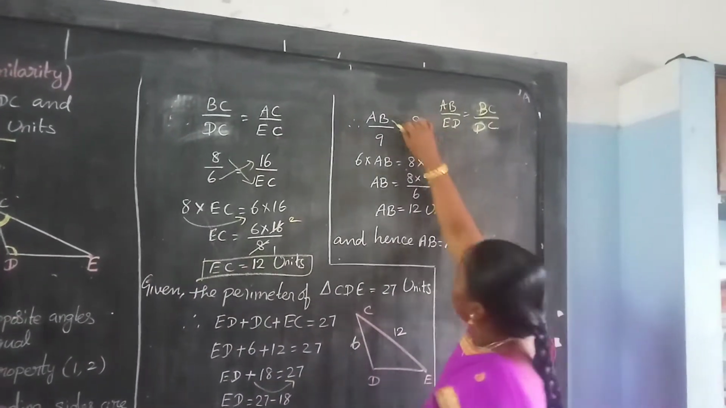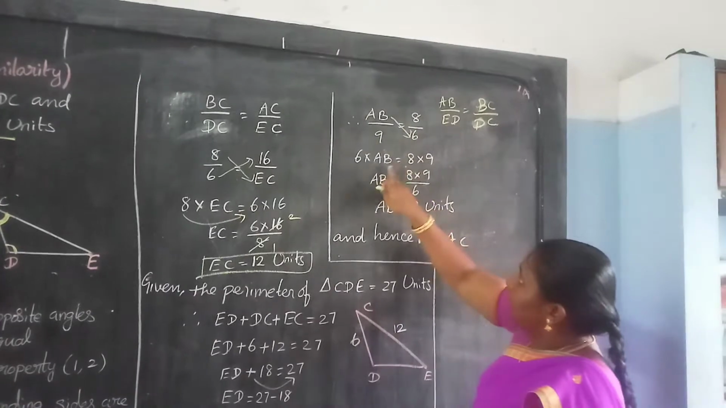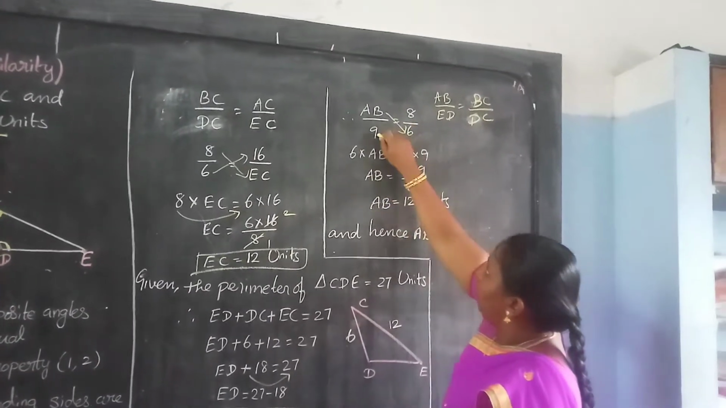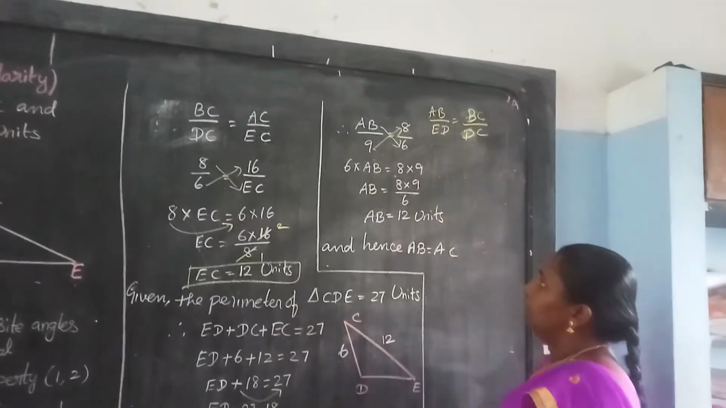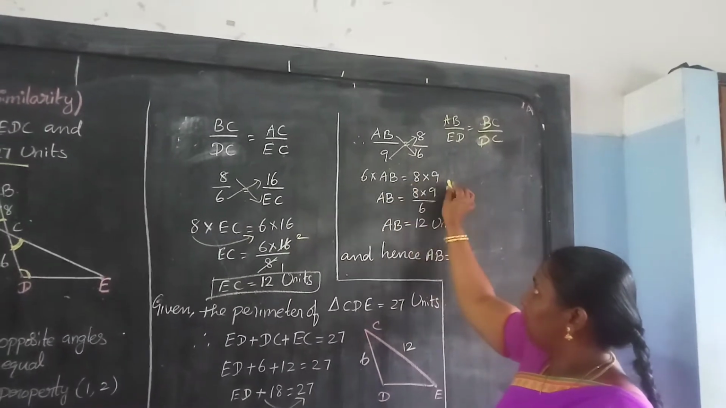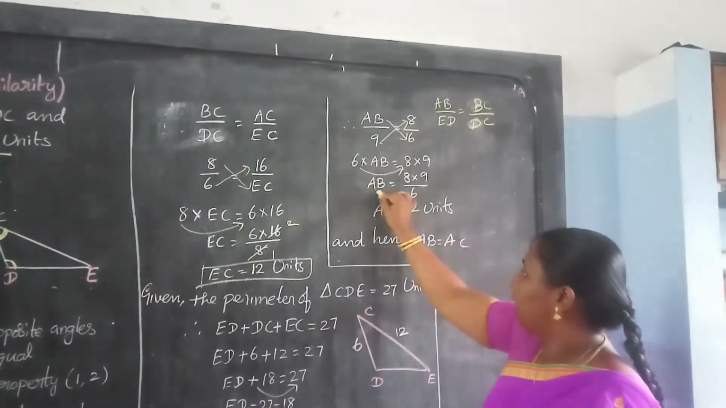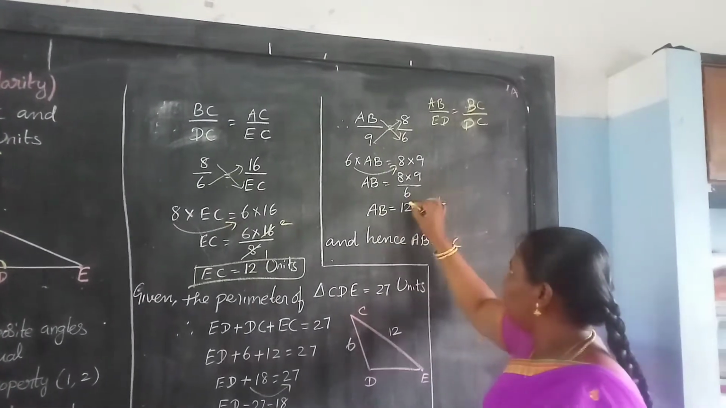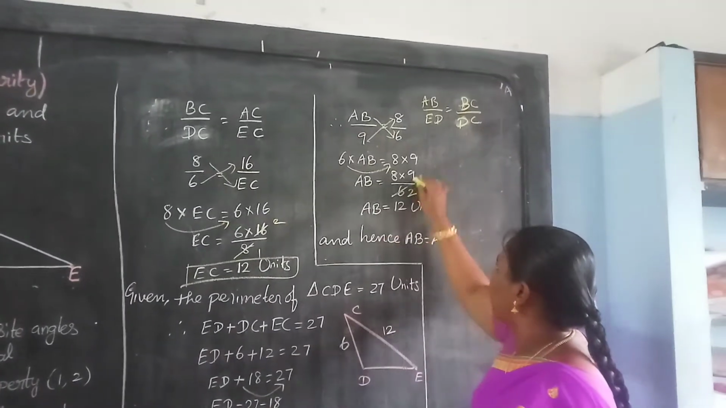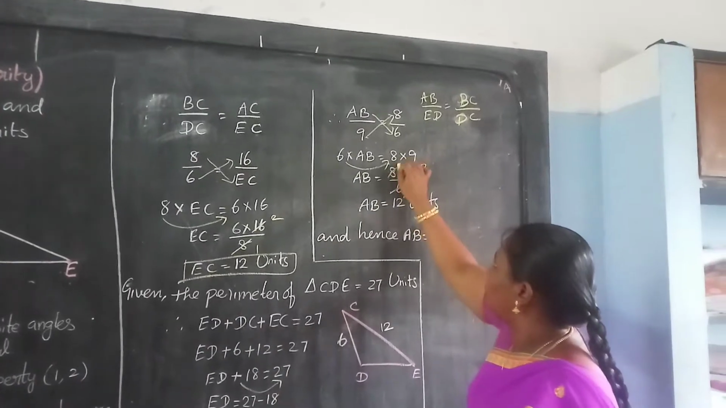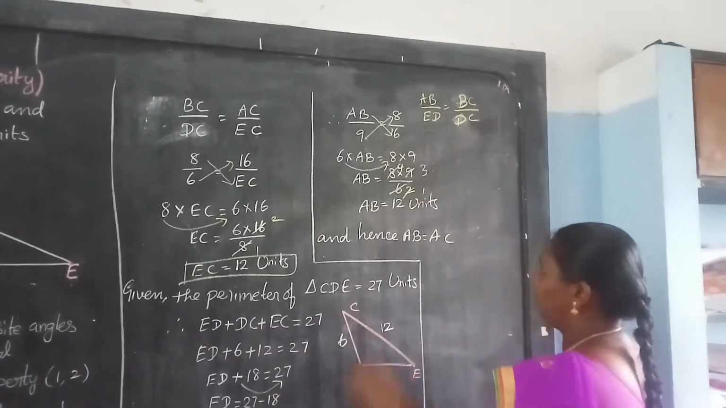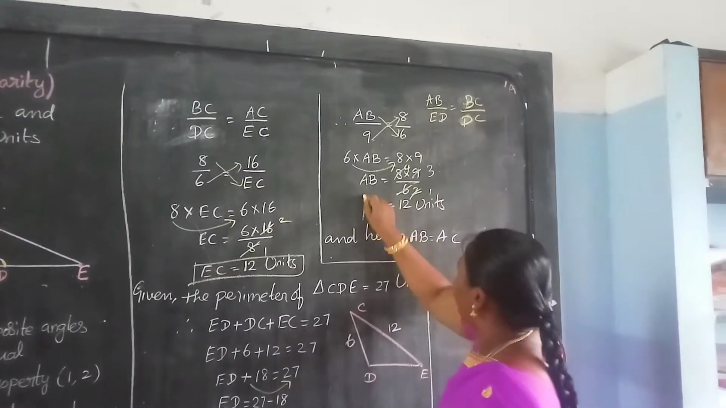Substitute. Okay. So here also do the cross multiply. AB into 6, that is 6 into AB equal to 9 into 8. We will get 6 into AB equal to 8 into 9. Send this 6 to the RHS. It will come under divide. AB equal to 8 into 9 by 6. Cancel this: 3 2s are 6, 3 3s are 9, 2 1s are 2, 4 3s are 12. So AB equal to 12 units.